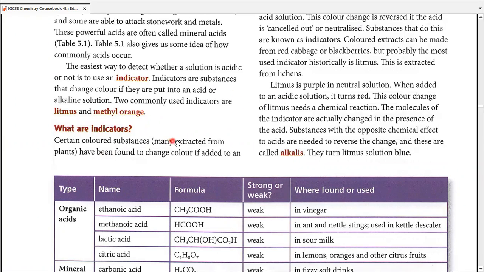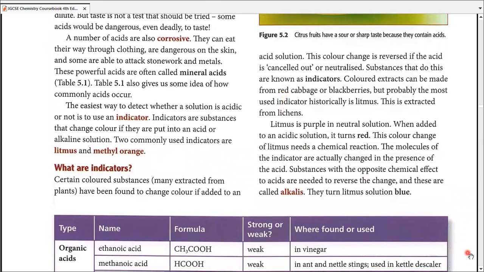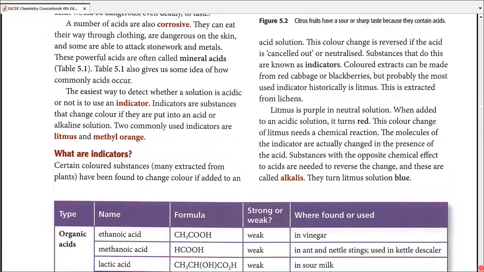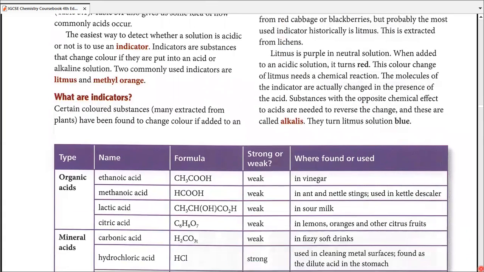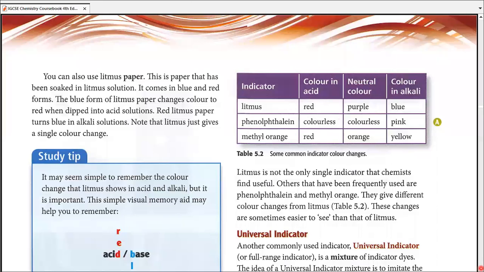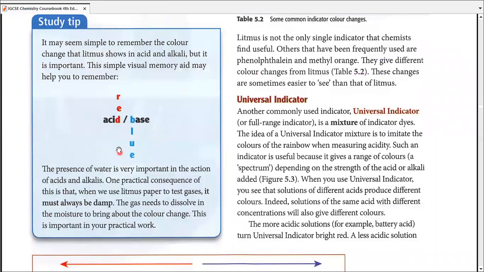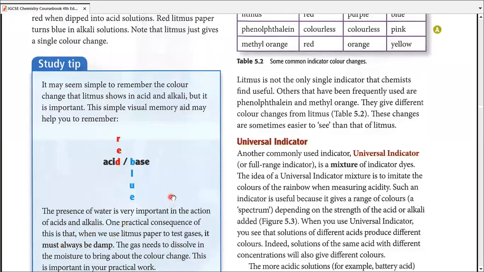Indicators are actually colored substances, and they are usually extracted from plants. Indicators change their color, their appearance, whenever the medium is changed from acid to alkaline or neutral. There is an easy study tip given here: acids are usually red on the litmus paper and bases are usually blue on the litmus paper. The litmus paper has to be damp in order to work.